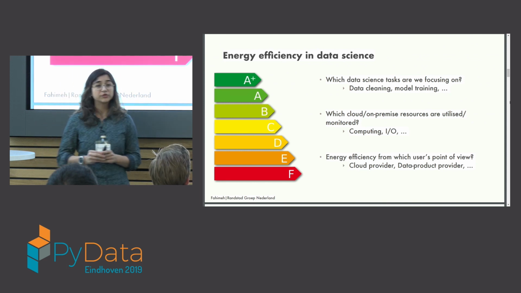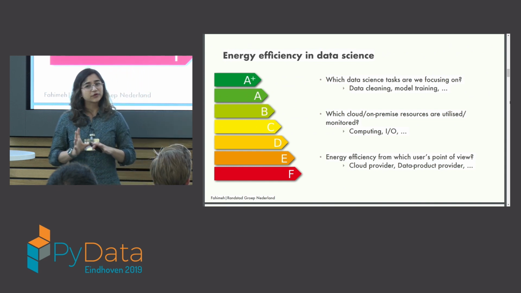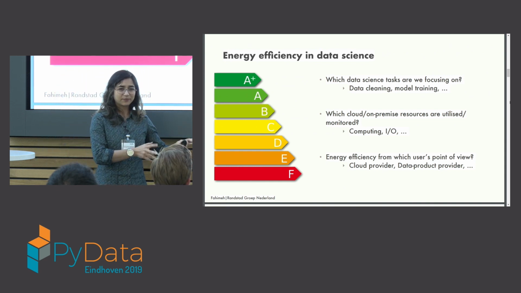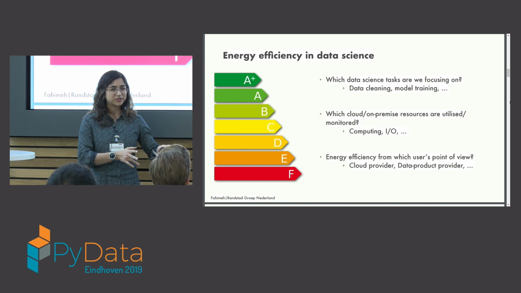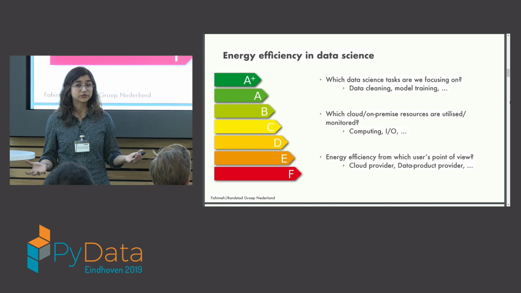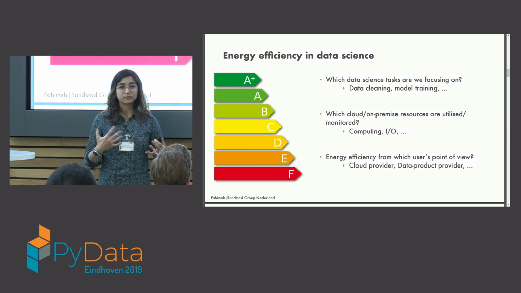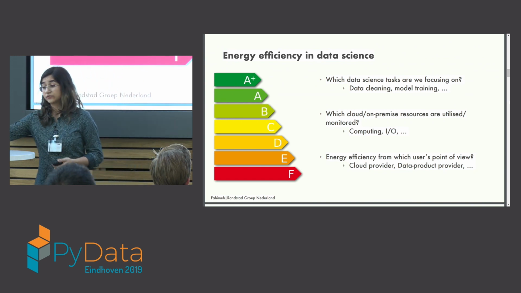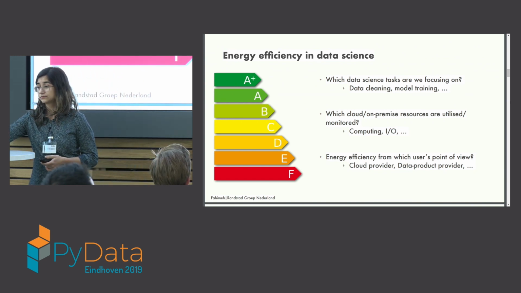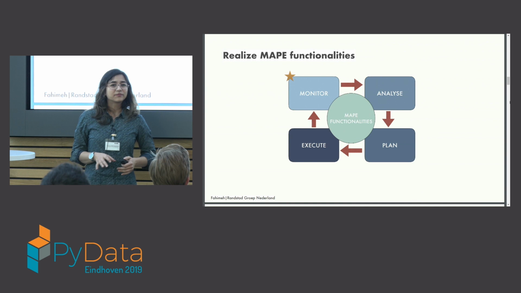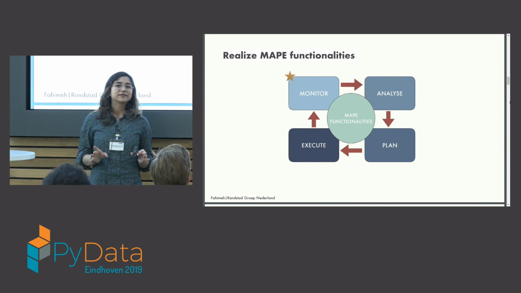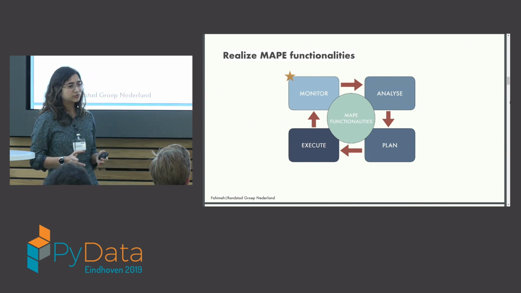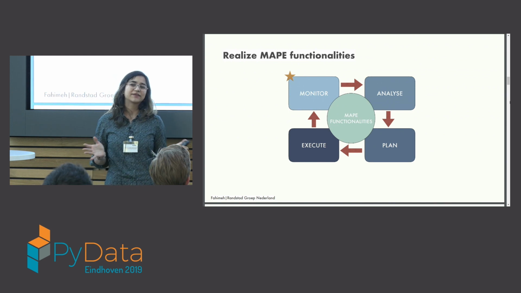And also from which user's perspective? Are we talking about, for example, the AWS provider's perspective or Randstad's? Then this completely changes the story, how we can approach the problem, actually. But all this story that I said, in the end it comes down to having systems being self-adaptive.